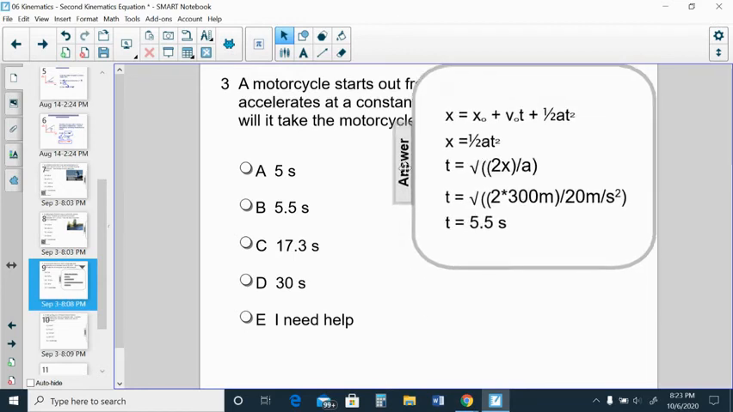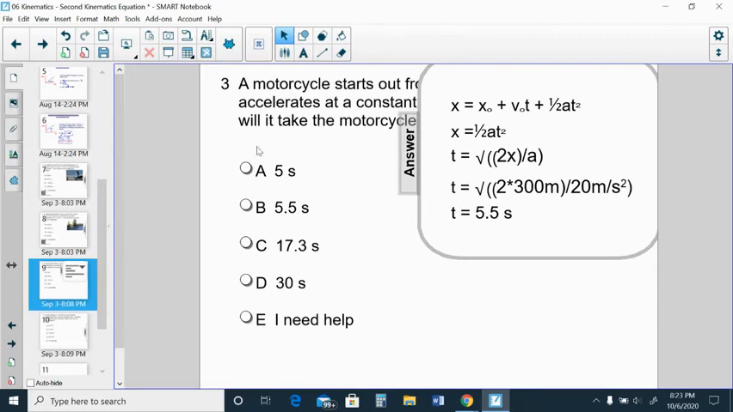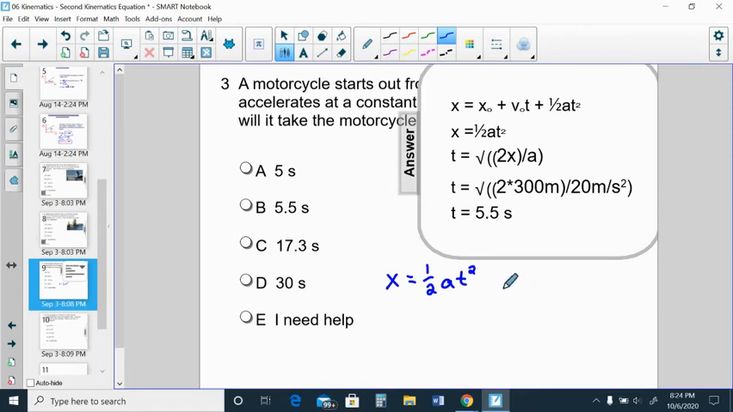If you're a little confused on how to do that, I can go over that real quick here. So right now we want to isolate time on the left. Remember, when you're rearranging an equation, to get rid of something on one side, you just do the opposite, the inverse operation on both sides.